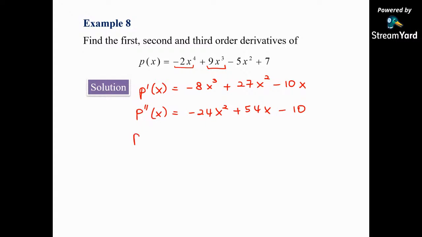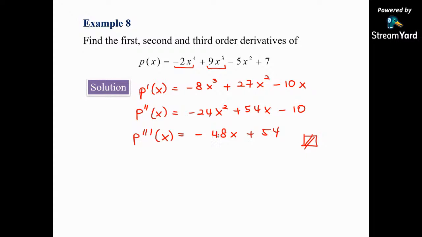Okay, now let us differentiate again to get p triple prime. The triple prime will become negative 48x plus 54. Okay, so that's it for lecture 9.2.